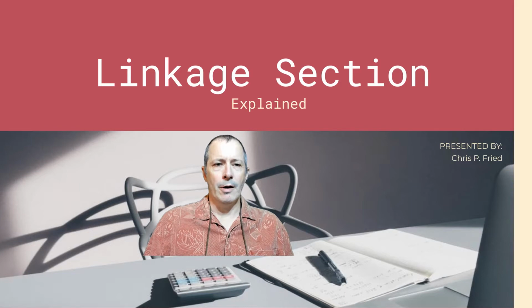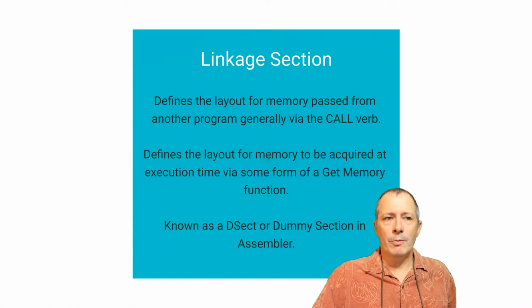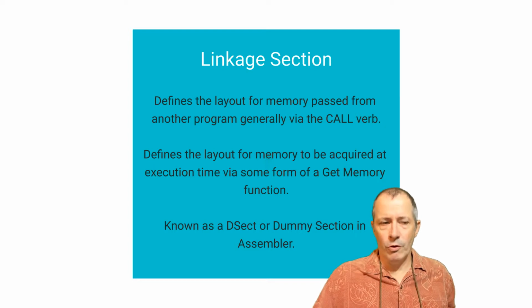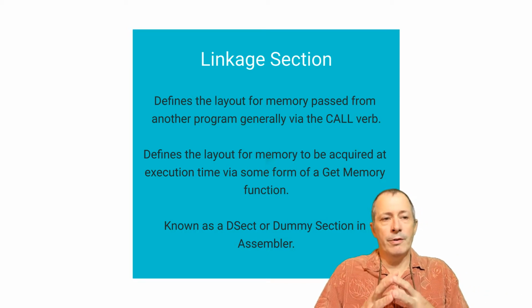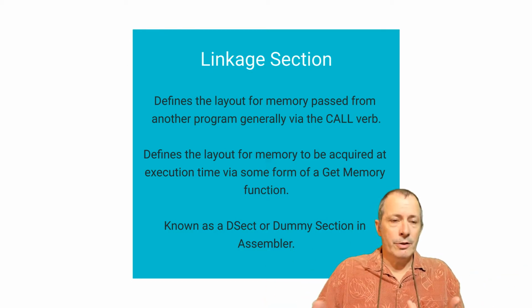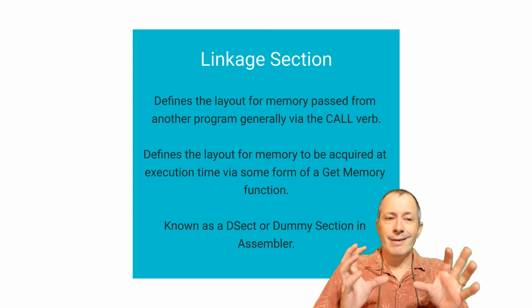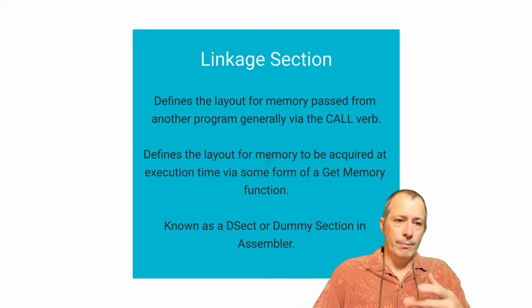The topic of this video is Linkage Section Explained. The linkage section in a COBOL program defines the layout of memory passed from another program, generally via the call verb. It also defines the layout of memory to be acquired at runtime via some form of a get memory function. Some examples of get memory functions are GETMAIN, a routine written in assembler, the Language Environment get storage API, or the COBOL ALLOCATE verb.